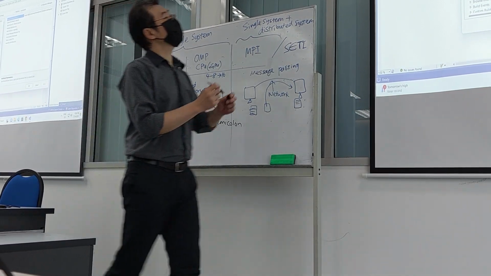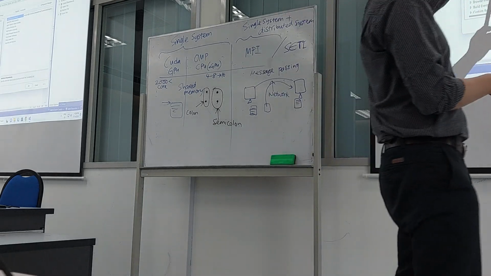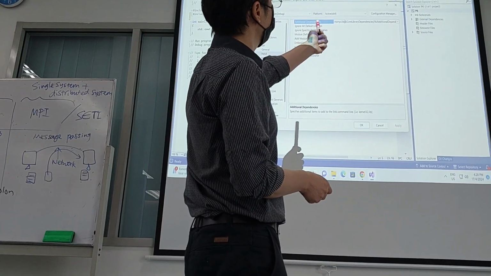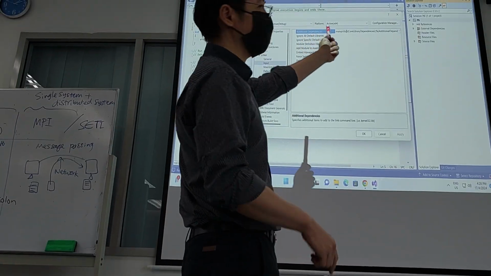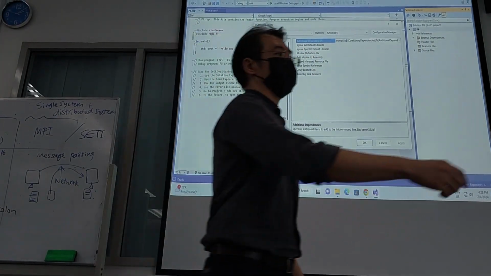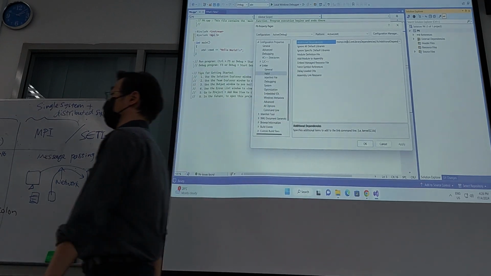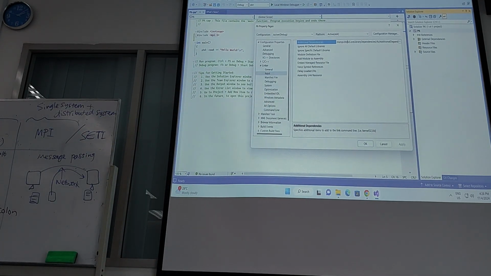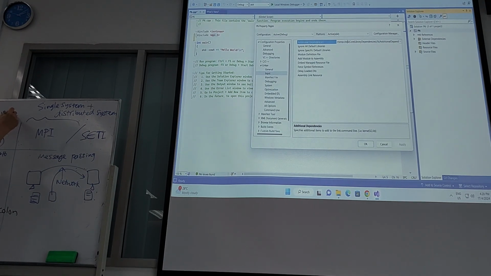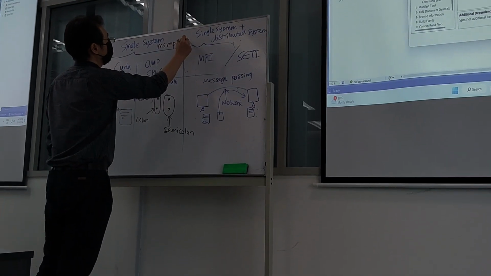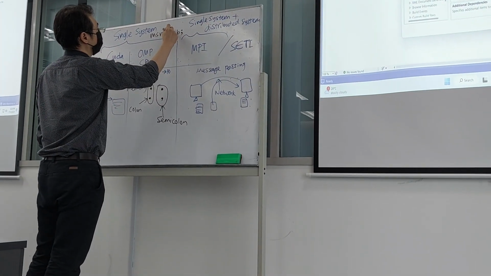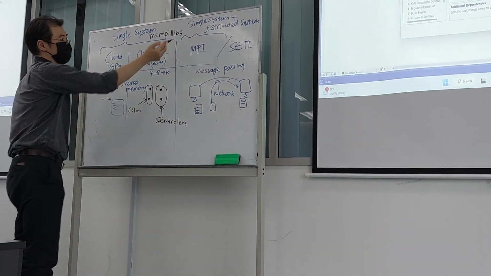The semicolon is just after that name, Microsoft MPI.lib semicolon. You have to put the semicolon. If you don't put it, then it will not be correct. Make sure that you put the semicolon there. So what I mean is msmpi.lib, semicolon. That semicolon is there.